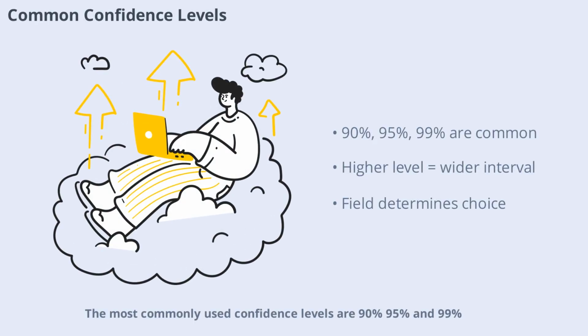Most commonly used confidence levels are 90%, 95%, and 99%. Each level reflects a different balance between precision and certainty. A 90% confidence interval is narrower, but you're less certain it contains the true value. A 99% interval is wider, but you're more confident. The choice depends on your field and how much risk you're willing to accept. For example, medical studies often use 95% or higher to minimize the chance of missing the true effect.